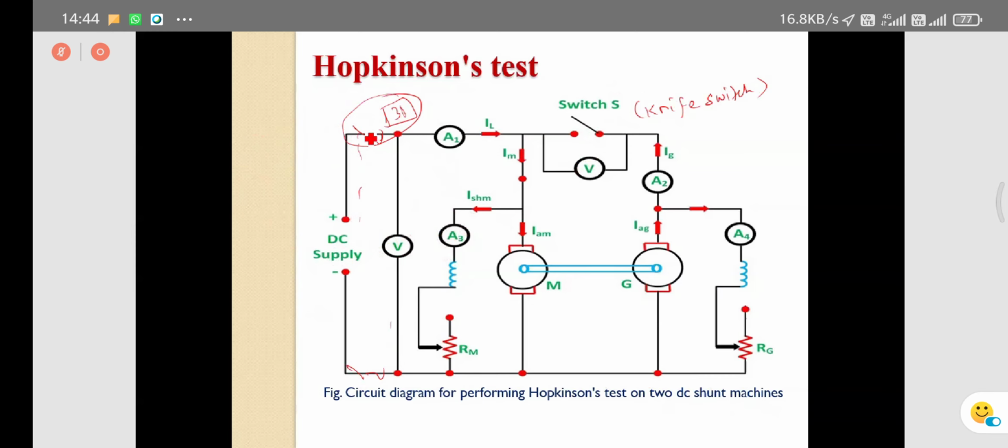When I am explaining this point, you may have some doubt, because the 3-point starter is not visible here. So just imagine that the 3-point starter will be there, the fuse rating will be there, and the DPST switch will be there. And this is the DC supply which is given to the input of the motor.